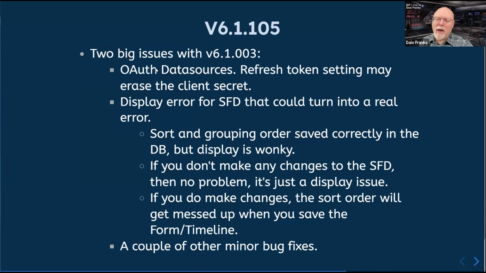And look, the OAuth data sources probably affected one customer. It potentially could affect anyone, but it was a pretty narrow use case. Business values, not a narrow use case. So with that in mind, we went ahead and we've come up with a new version. There are a couple of other minor bug fixes in there. Sum total, probably about 42, 43 JIRA tickets that were addressed in this particular release. But the big two were the OAuth data sources and the display error for set form data. Those have been fixed along with a couple of other minor bug fixes as well.